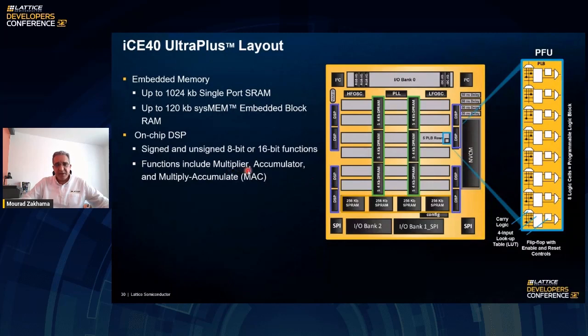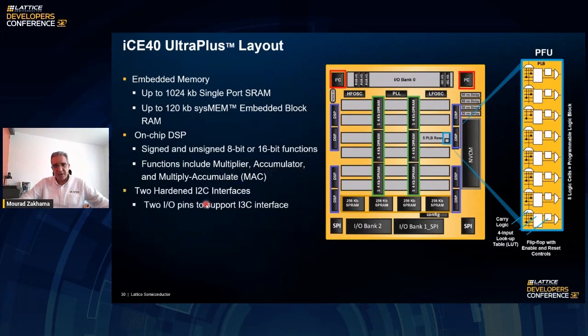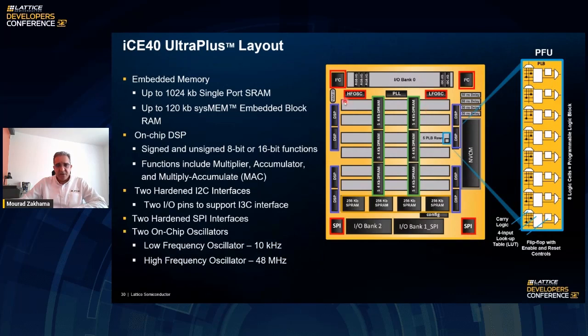And these DSPs could support different formats. They could be operating as a multiplier, as a multiply-accumulate, as an accumulator, or other substructures, also other modes that are available. There are also hardened functions. So I2C and SPI are hardened IPs in the fabric, plus an on-chip oscillator, so a high-frequency oscillator and a low-frequency oscillator.